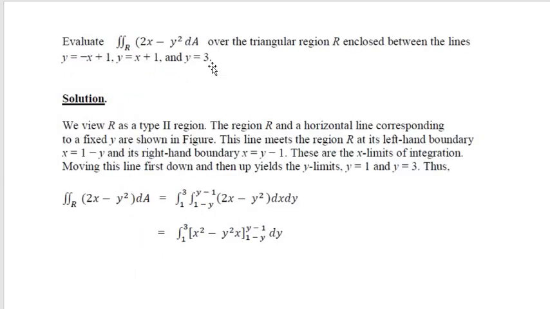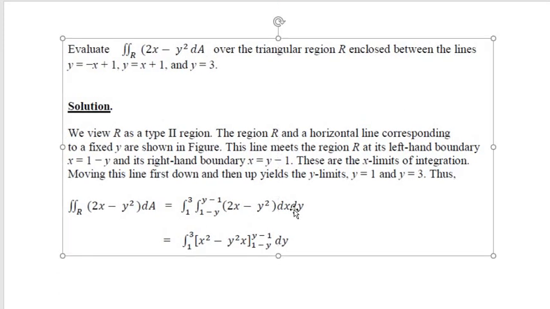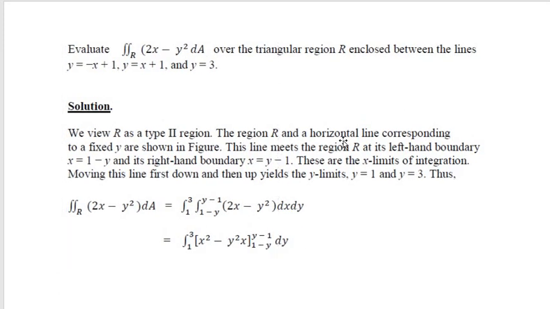Another example, double integral over R of 2x minus y square dA over the triangular region enclosed between the lines y equal to minus x plus 1, y equal to x plus 1 and y equal to 3. So here consider this as type 2 region, and lines meet the region R at its left hand boundary x equal to 1 minus y and its right hand boundary x equal to y minus 1.